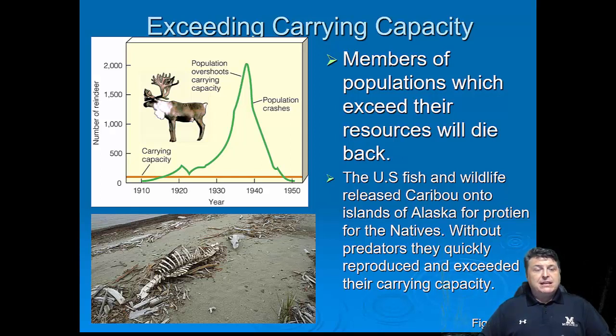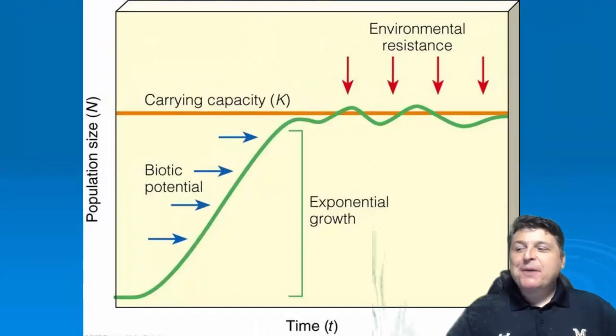Well, unfortunately, the indigenous peoples would only take a certain amount, and the reproduction of the caribou exceeded their culling. So their population grew much faster than they could be controlled, and eventually they far exceeded their carrying capacity, and they had a serious population crash. They died from disease and starvation.